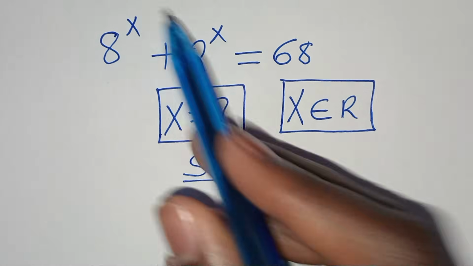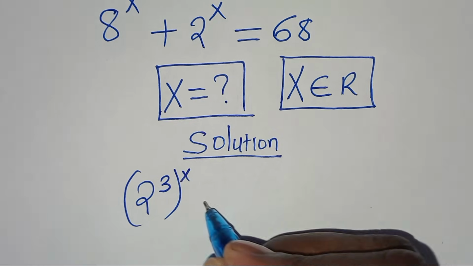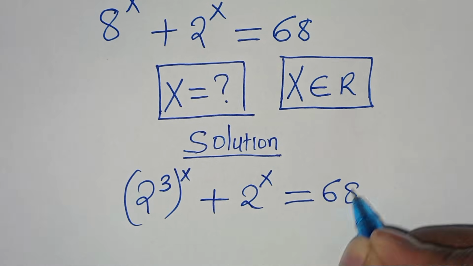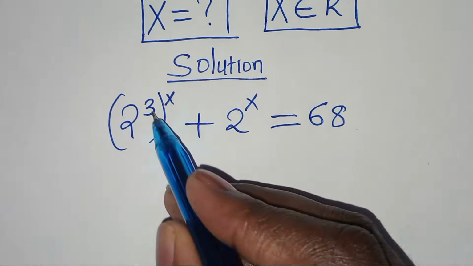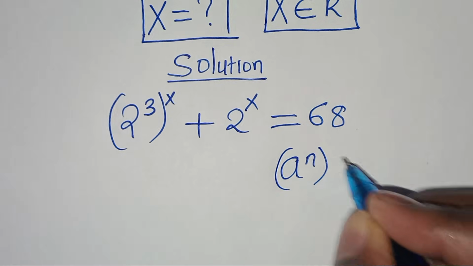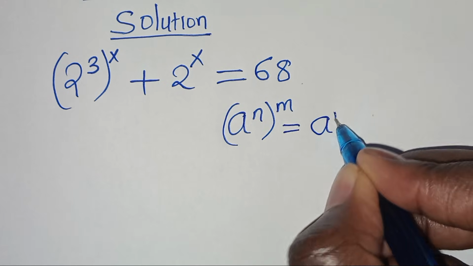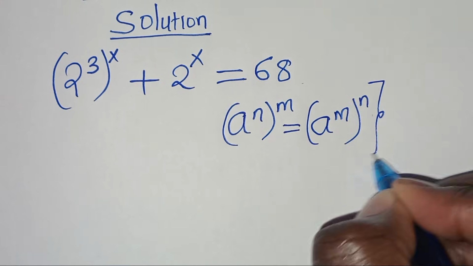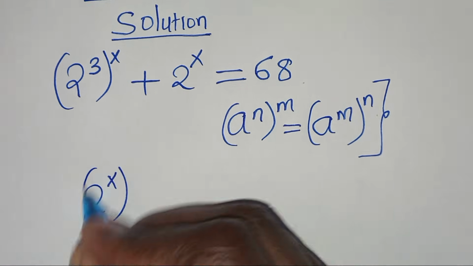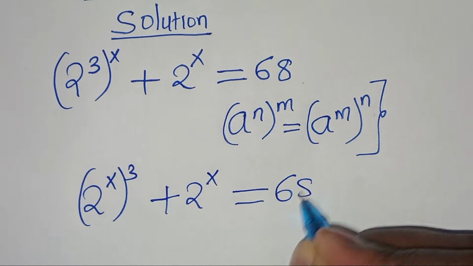We can express 8 to the power of x as 2 to the power of 3 raised to the power of x, then plus 2 to the power of x. This is equal to 68. 2 to the power of 3 to the power of x is in the form of a to the power of n raised to the power of m, which we can express as a to the power of m raised to the power of n. Applying this exponent property, we have 2 to the power of x raised to the power of 3, then plus 2 to the power of x. This is equal to 68.